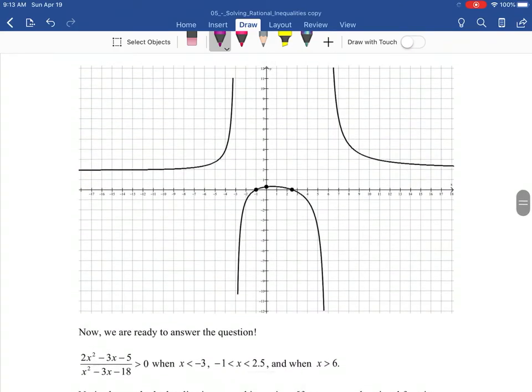However, if you wanted to graph it, this shows the graph, everything here. And so if you wanted to find those intervals of when it's greater than 0, it's greater than 0 in here. It's greater than 0 in here. And it's greater than 0 over here.